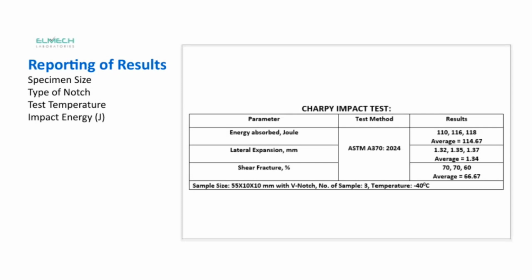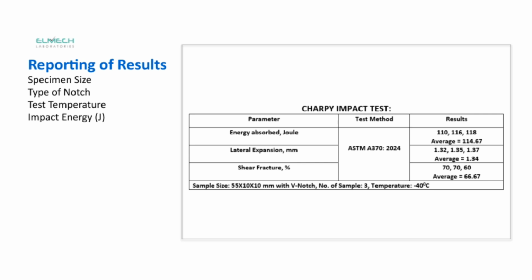Let's take a closer look at how we report the results of impact testing. First, specimen size is a critical factor because it can influence the energy absorption during the test. Larger or smaller specimens might respond differently, so it's essential to specify the size used. Next, the type of notch applied to the specimen is key, as it creates a stress concentration point that simulates real-world flaws or cracks. The notch type can significantly affect the impact energy measured.